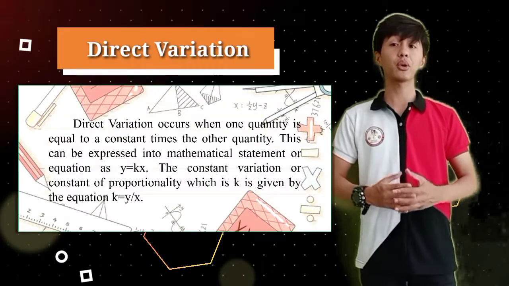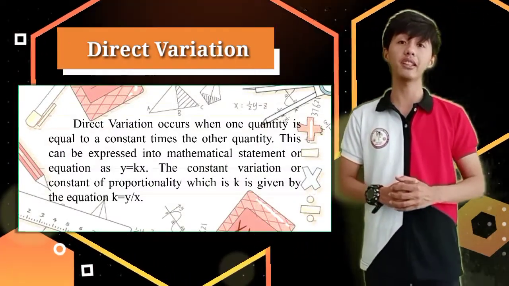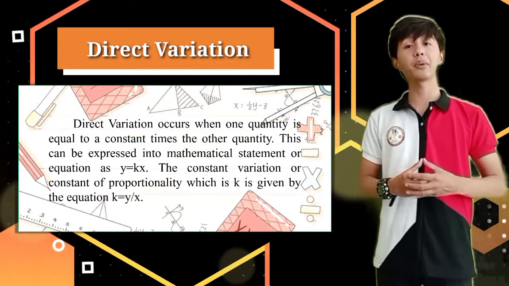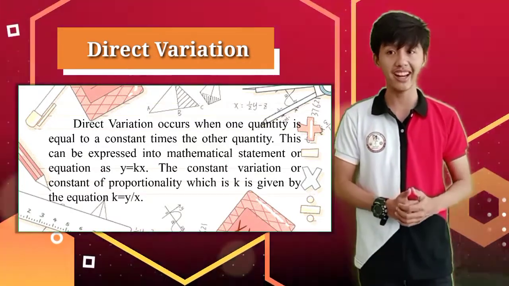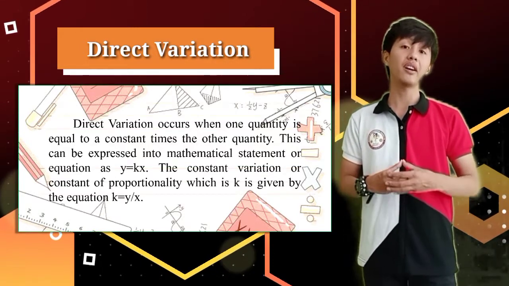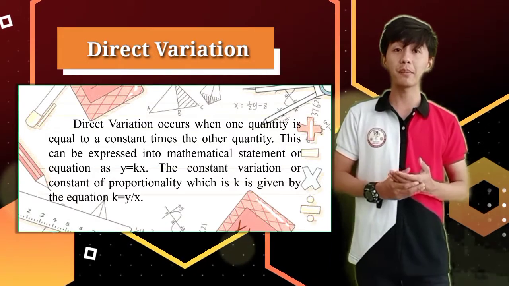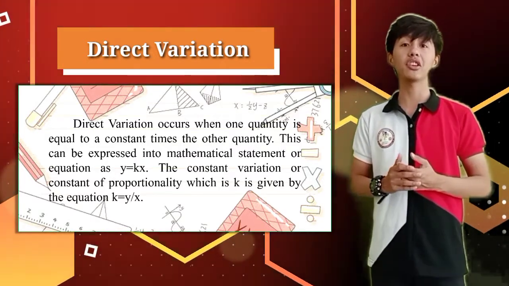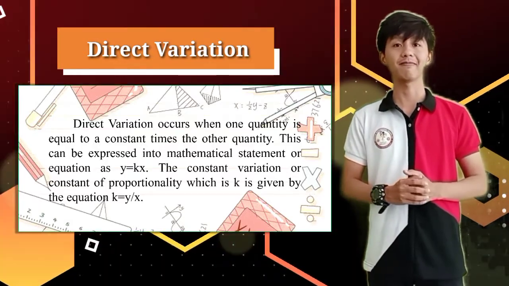Direct variation occurs when one quantity is equal to a constant times the other quantity. This can be expressed into a mathematical statement or equation as y = kx. So the constant of variation or constant of proportionality, which is k from our equation, is given by the equation k = y/x.